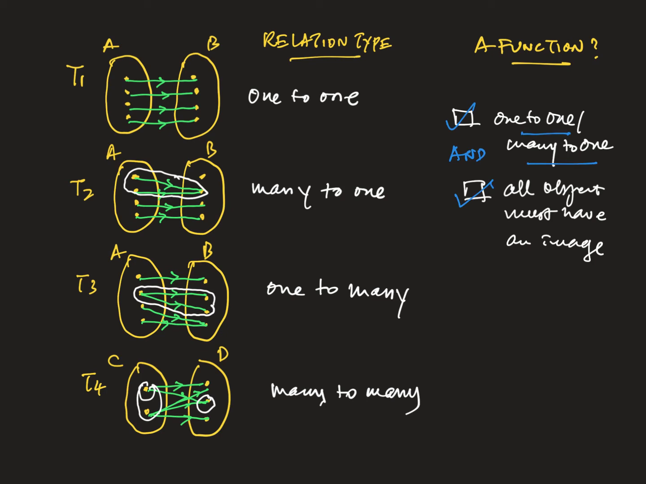Now let's look at the first type of relation to see whether it can be classified as a function. We can see here this is 1 to 1, right? So the first condition is fulfilled, and the second condition is all objects must have an image. You can see here all the objects have an image, so it fulfills the second condition. So this 1 to 1 relation is considered a function.